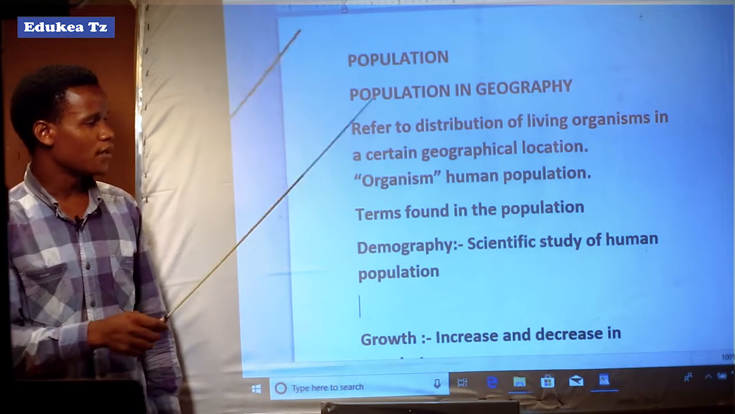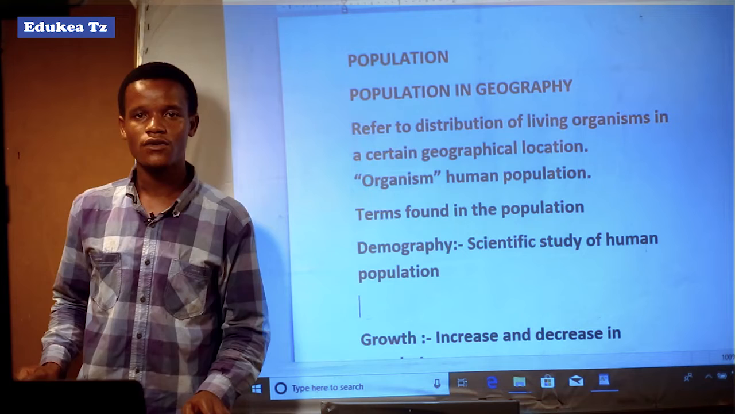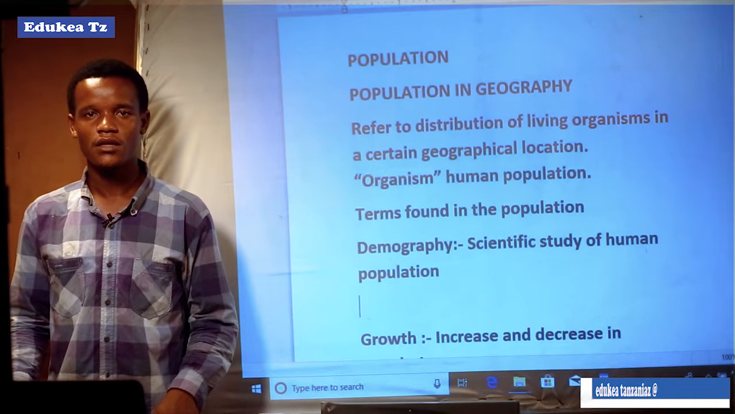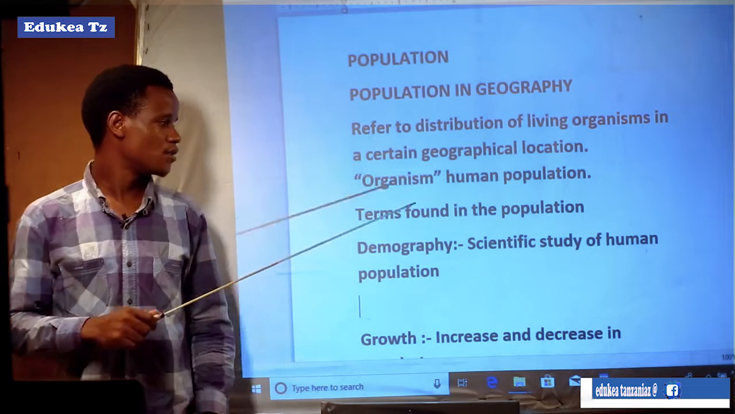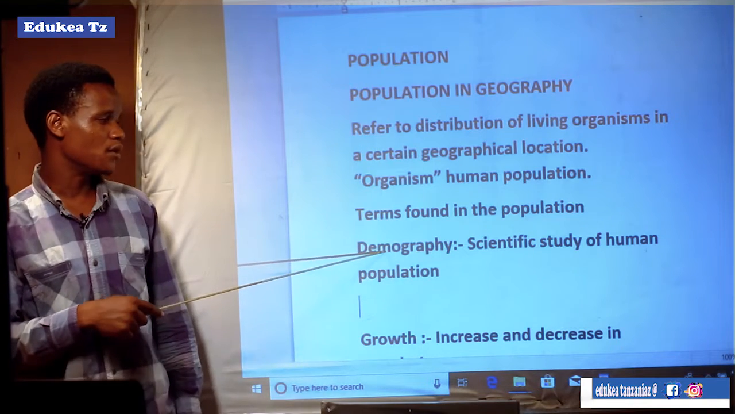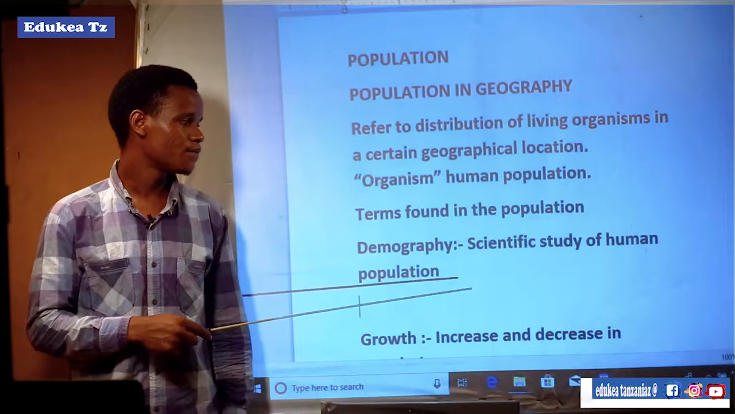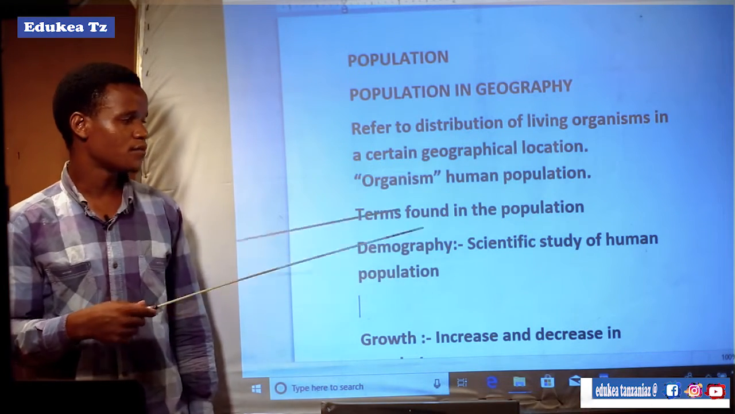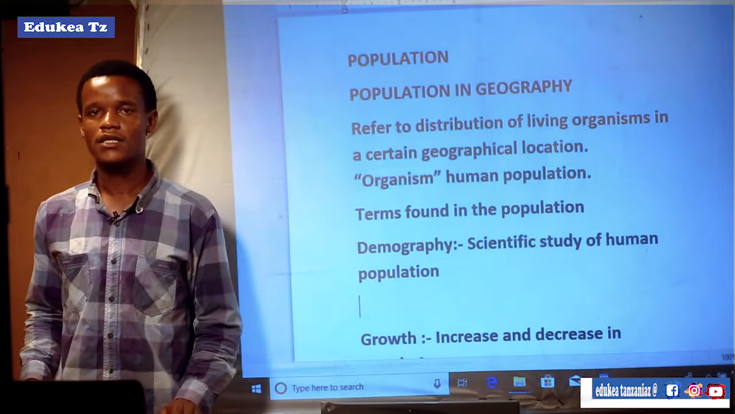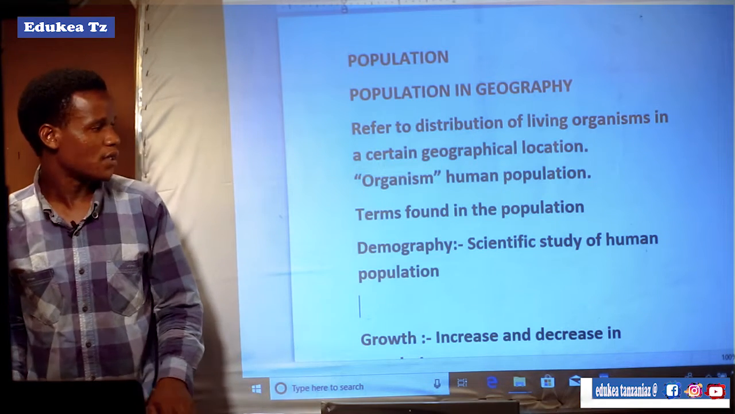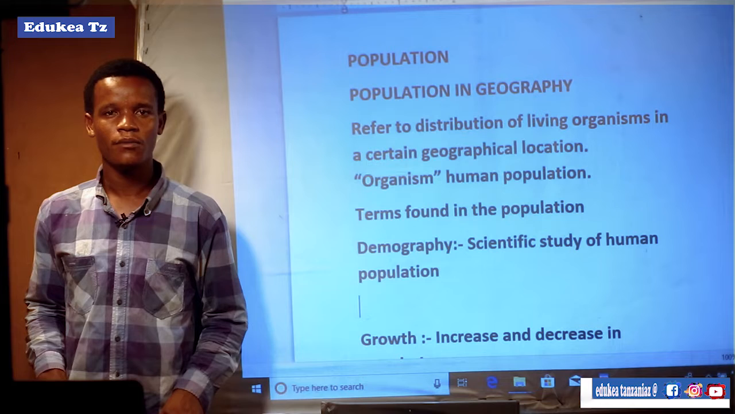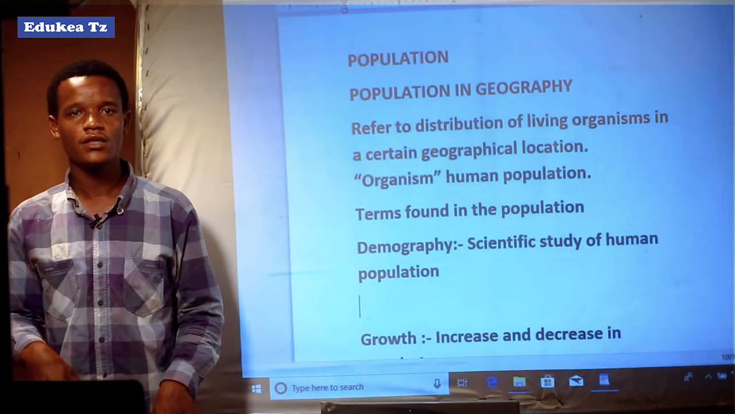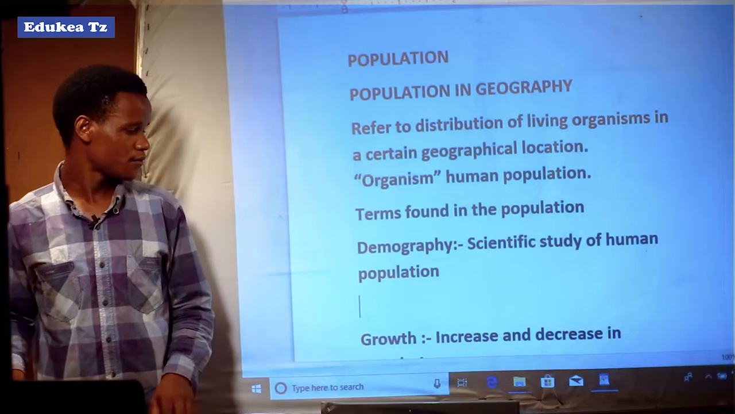Terms found in the population. Okay, let's now see what are the terms that are found in the population. The first term is demography. Demography refers to the scientific study of human population. So demography is among the terms that are found in the population.